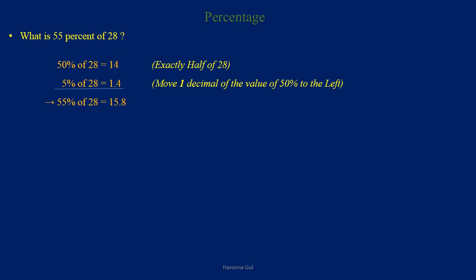Now, if you are asked what is 55% of 28, without using a calculator, you just find out the value of 50% of 28, which is obviously going to be half of 28, that is 14. And for 5% of 28, you're simply going to move the decimal of the value of 50% one place to the left. If you add up 14 and 1.4, you're going to get 15.4. And this is 55% of 28, right?